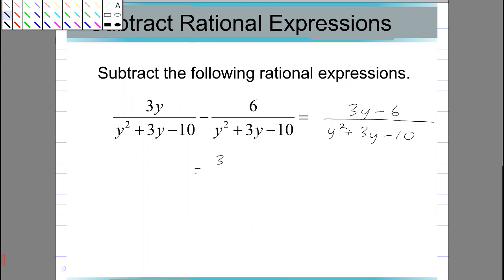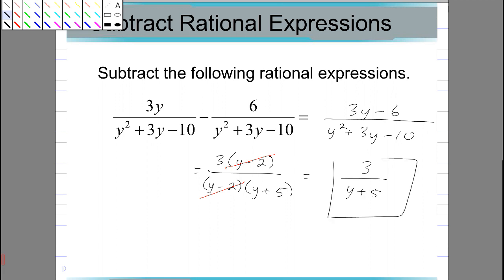In the numerator, a 3 comes out, so we get 3 times y minus 2. And the denominator, I believe that's going to be y, a positive 5, and a negative 2, which then reduces. The y minus 2's cancel. 3 over y plus 5. And that will be our final answer.